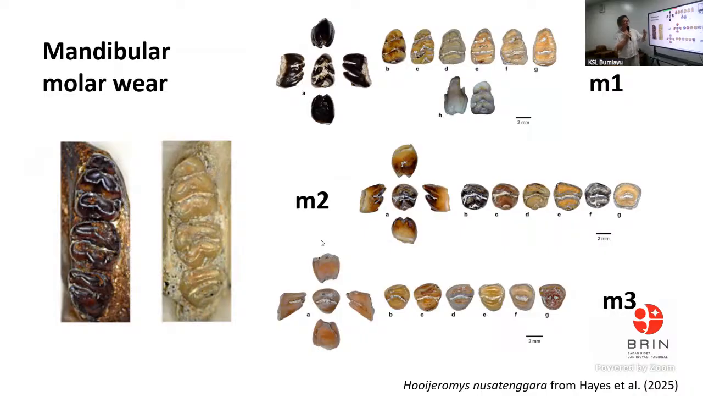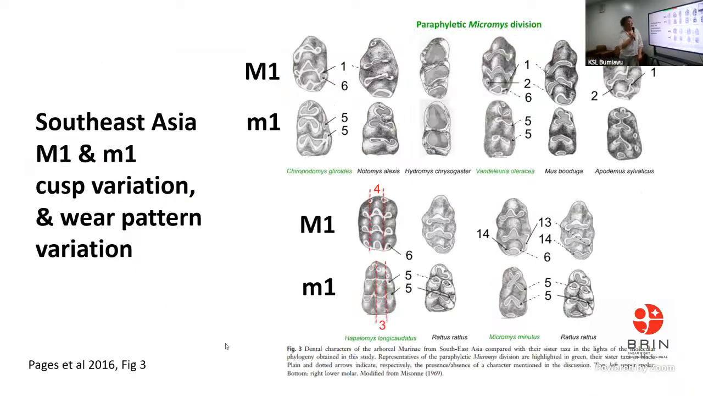So these molars are quite big. Most mice molars are very tiny, and rat molars are slightly bigger, but they're still quite tiny. Okay, but they vary. So this is an illustration of the upper tooth, the maxillary M1.